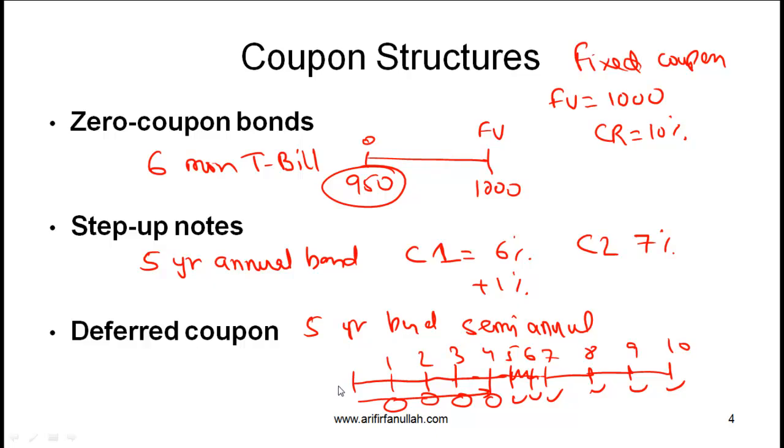This might be a situation for companies that do not expect to generate substantial cash flow, say in the first 2 years, but then are expecting to make money after that, and hence they get into a contract where they make no payments over 2 years and then make payments after that. Obviously I have used a 5-year bond and a 2-year deferred coupon, a 2-year period where coupon payments are not made, but that's just an example.